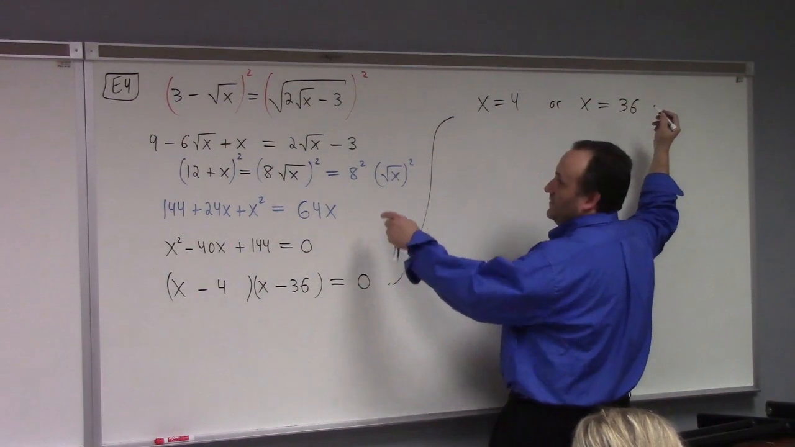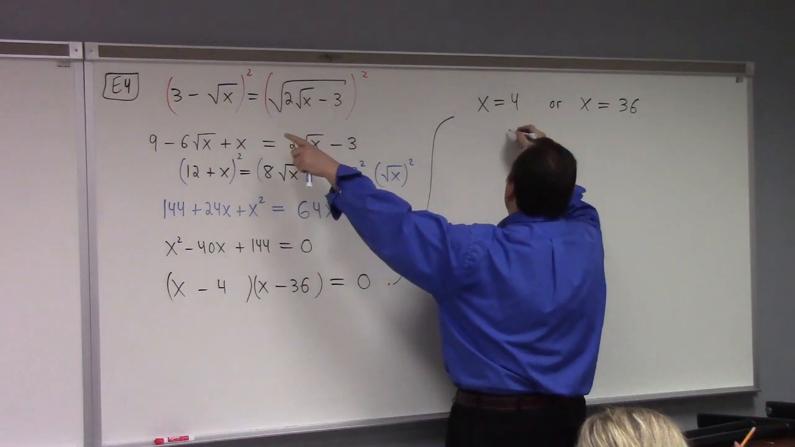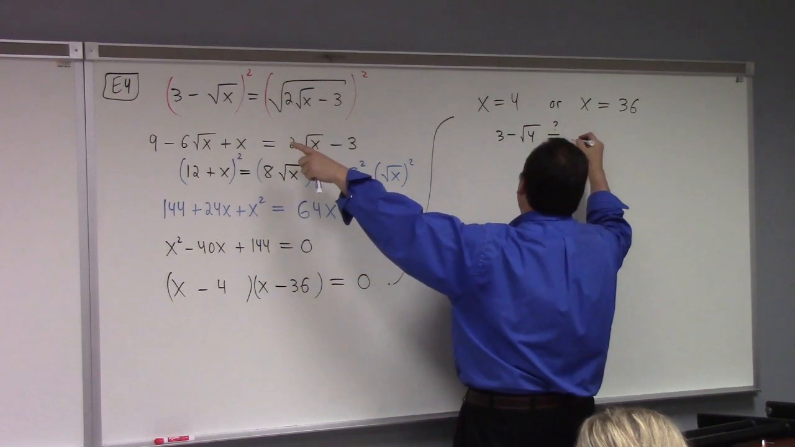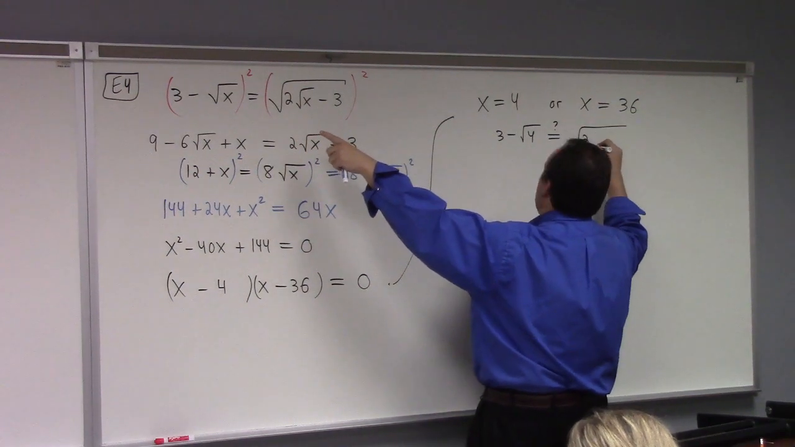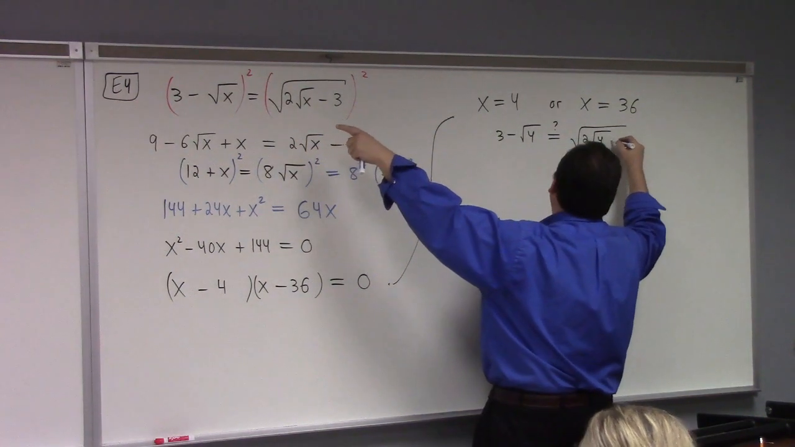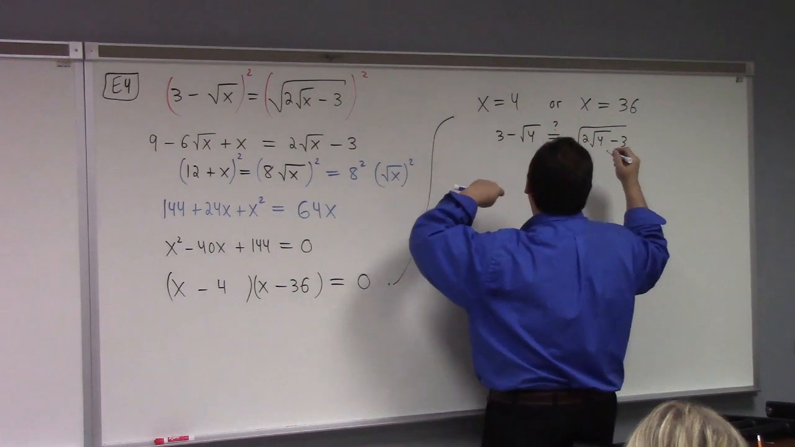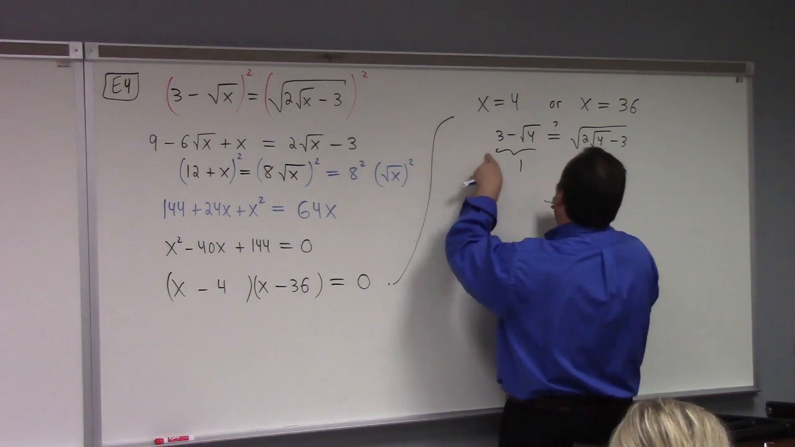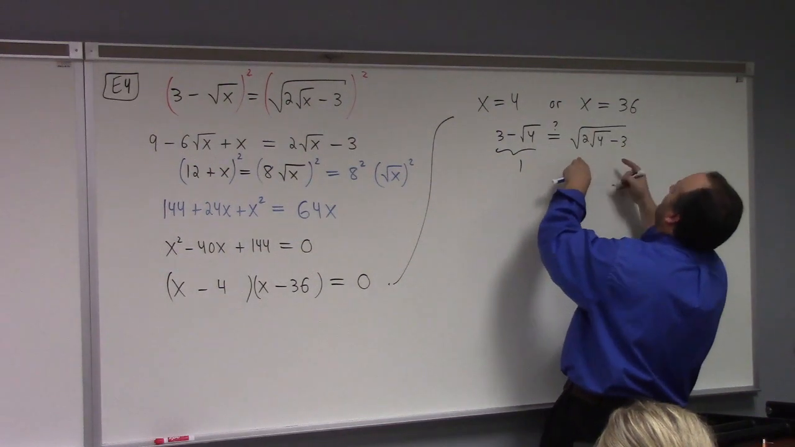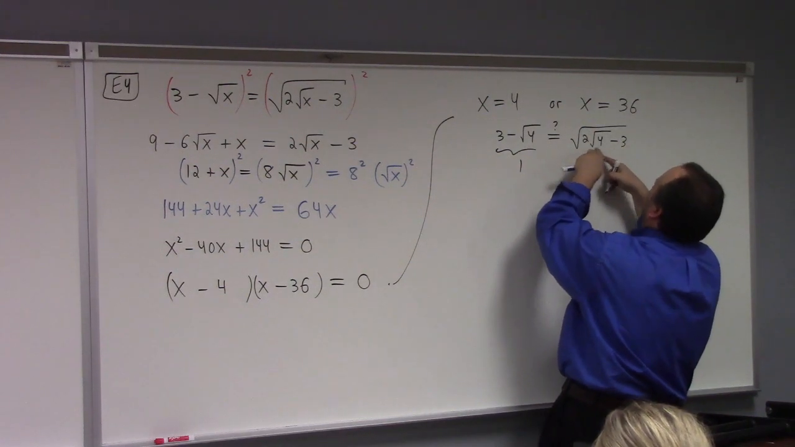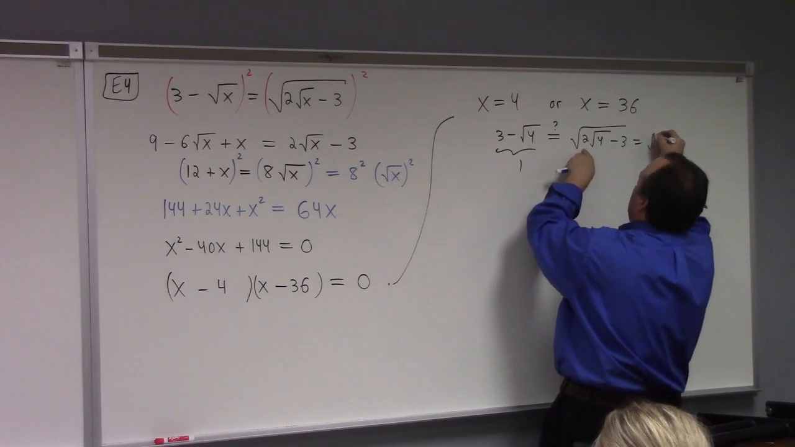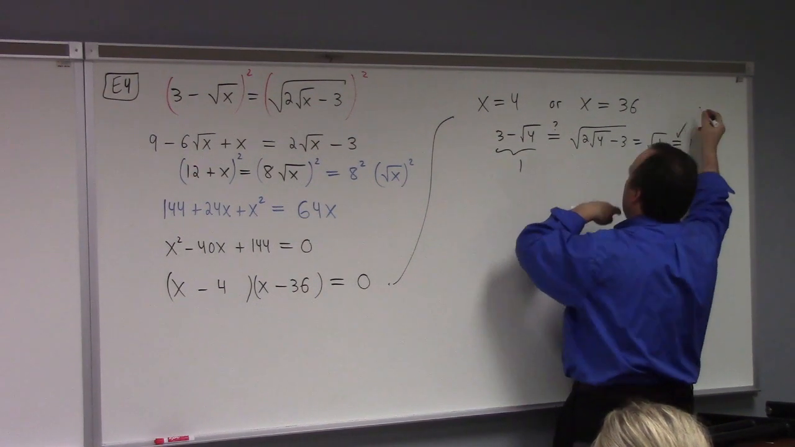Do either of these work? So 3 minus the square root of 4, is it equal to the square root of 2 times the square root of 4 minus 3? Is that true? I don't know. Well, this is 1. And this, 2 times 2, 4 minus 3, square root of 1, equal to 1. Hooray, it works.